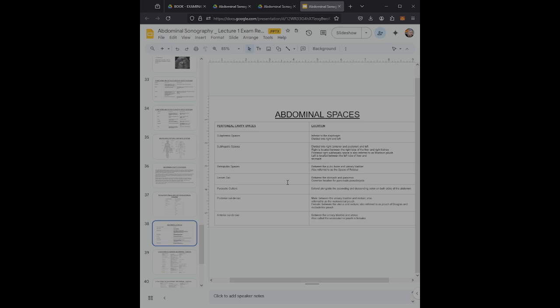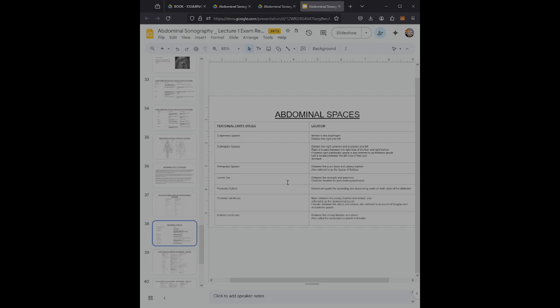These are divided into the right anterior or posterior subhepatic spaces, and the left subhepatic space. The right subhepatic space is located between the right lobe of the liver and the right kidney. The posterior right subhepatic space is also referred to as Morrison's pouch, and the left subhepatic space is located between the left lobe of the liver and the stomach.